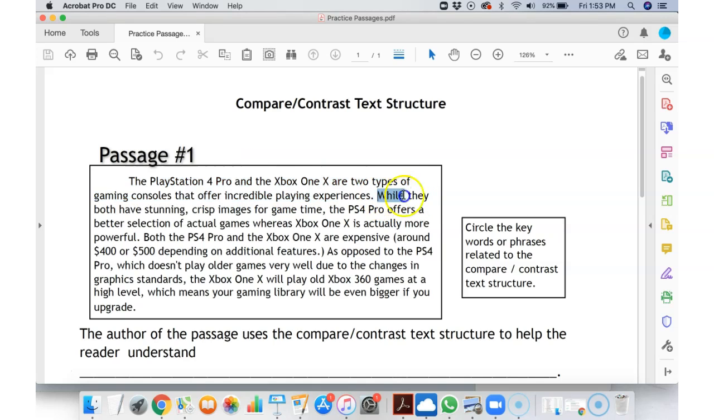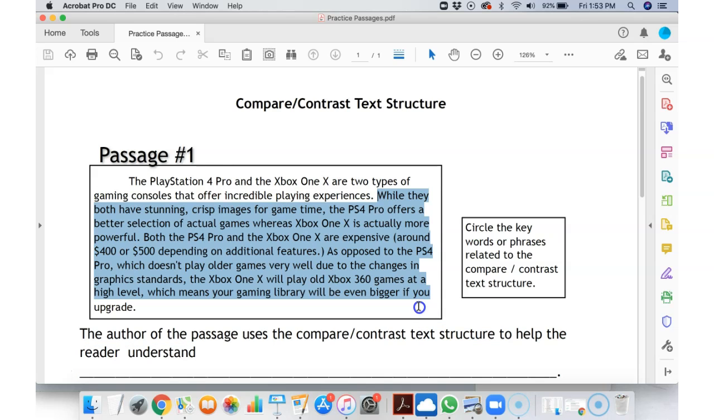Now, while they both have stunning, crisp images for game time, the PS4 Pro offers a better selection of actual games, whereas Xbox One X is actually more powerful. Both PS4 Pro and Xbox One X are expensive, around $400 or $500, depending on additional features. As opposed to the PS4 Pro, which doesn't play older games very well due to the changes in graphics standards, the Xbox One X will play old Xbox 360 games at a high level, which means your gaming library will be even bigger if you upgrade.